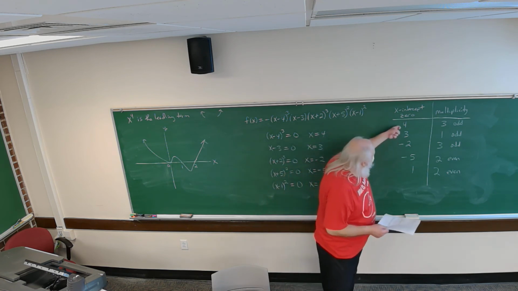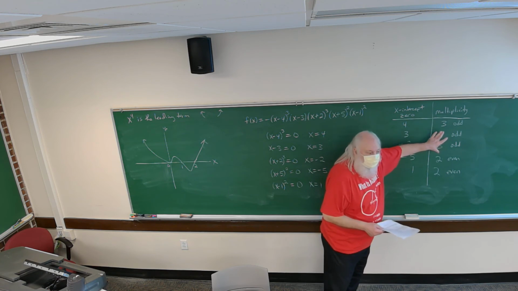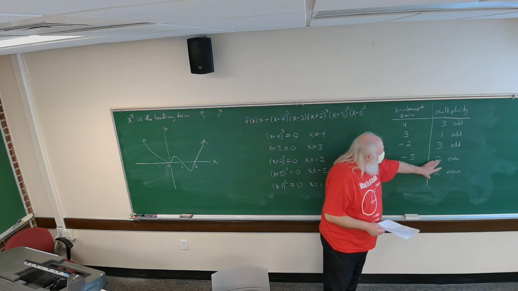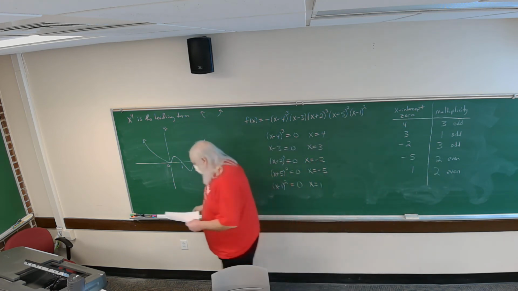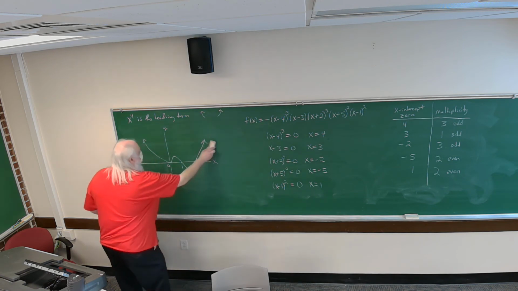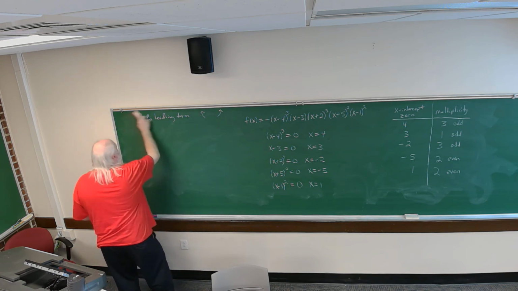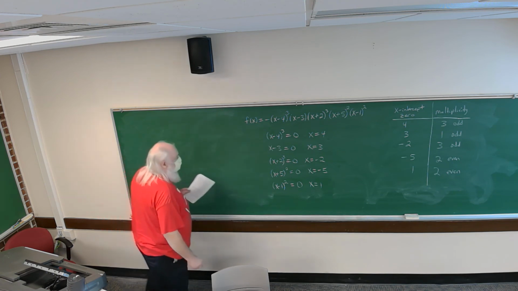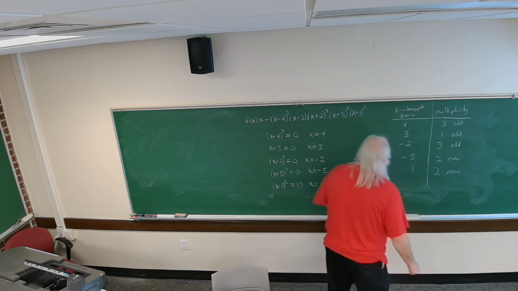So we know at these first three x-intercepts, the graph is going to cross the x-axis. And these last two x-intercepts, the graph is going to touch and turn. Okay? So now let's see if we can come up with a crude approximation to this graph. Now, we got one last little piece of information, the end behavior of this thing.